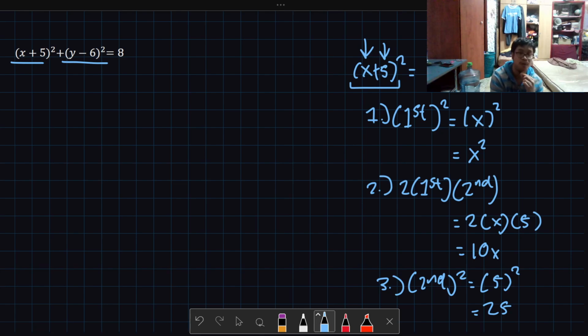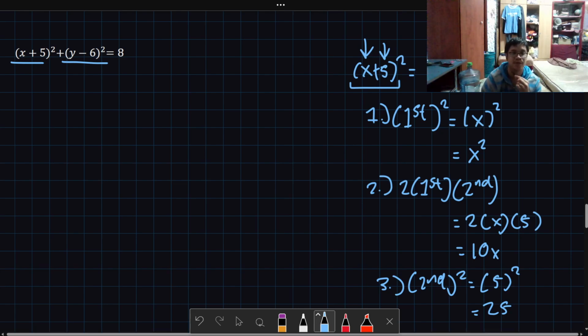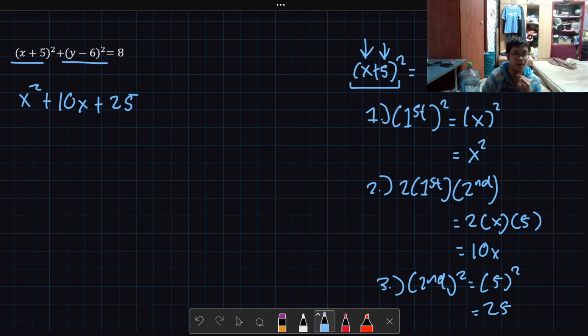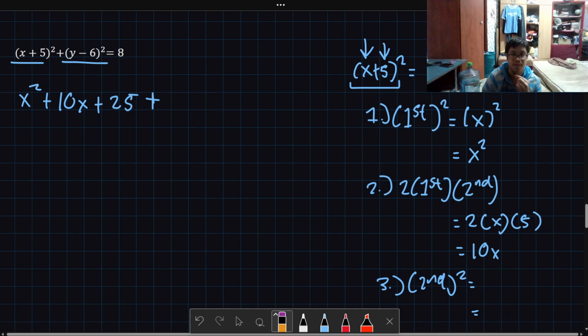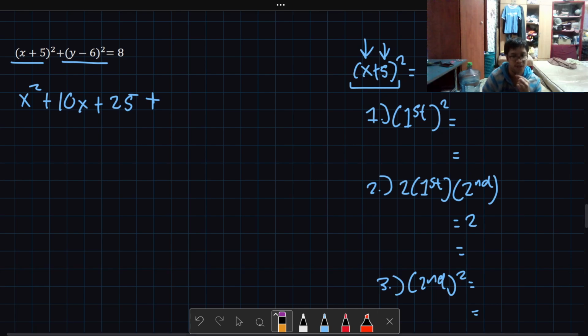So what are we going to do now? We add them together. So from the square of x plus 5, you will have x squared plus 10x plus 25. That is the expansion form for the square of x plus 5. Now let's do the same thing for the y. Let's expand the square of y minus 6. The steps are simply the same. It's a squared binomial, so the same technique will be used.